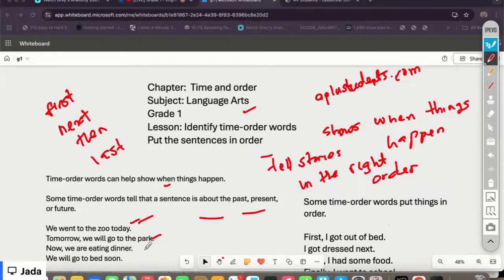All right, so we have these sentences over here. It can help us understand better. We went to the zoo today. Then tomorrow we will go to the park. Now we are eating dinner. We will go to bed soon. So this is a time order in which something happens. All right, so you have to take note of this. So we can have more examples.